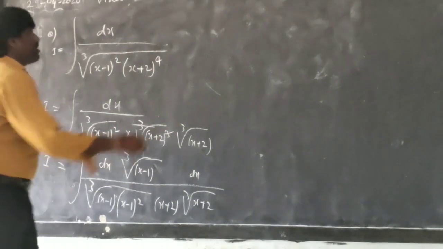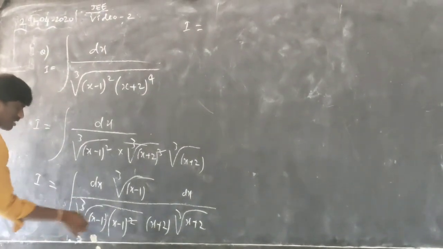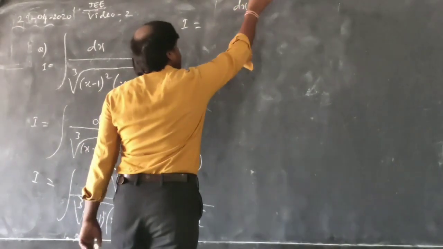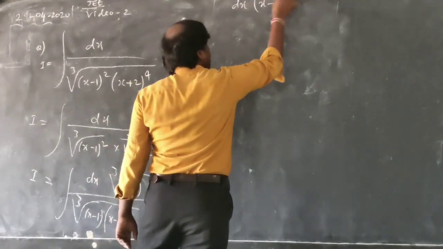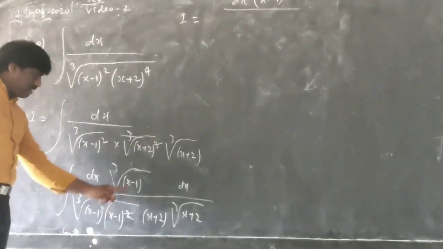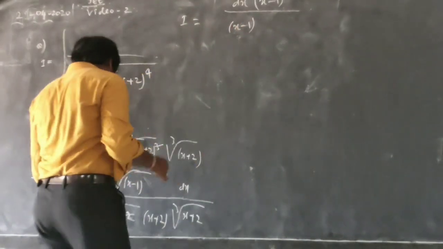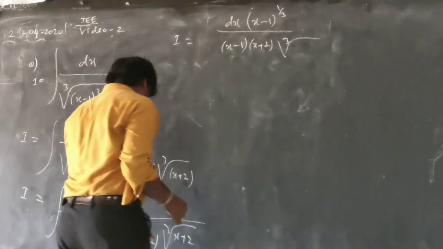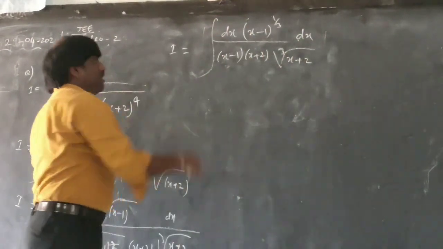Okay, hope you understand. I is equal to, here the cube root gets cancelled, so I can write integration dx into (x minus 1) cube root, that is 1 by 3, upon, here this will be cancelled out, so what remains is (x minus 1) into (x plus 2), and you have cube root of x plus 2 dx. This is the beauty of the question. It becomes like this.